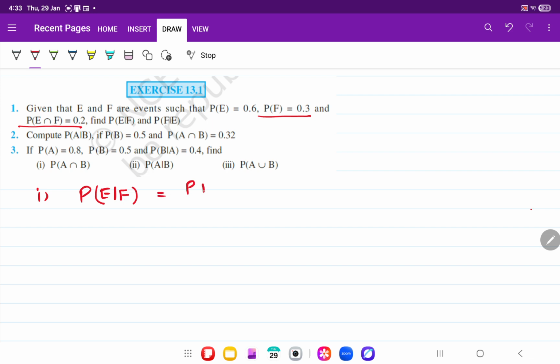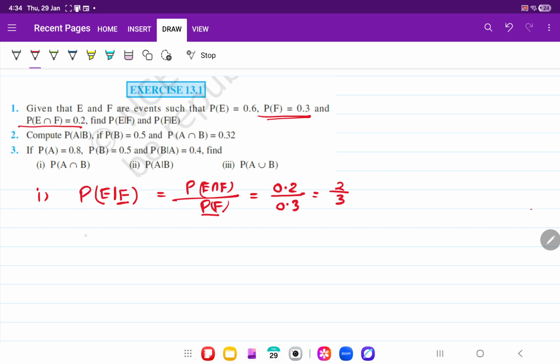So the formula is P(E intersection F) by P(F), correct? This one comes down. So what is given here? The intersection is this and P(F) is given as 0.3. So the answer will be 2 by 3.